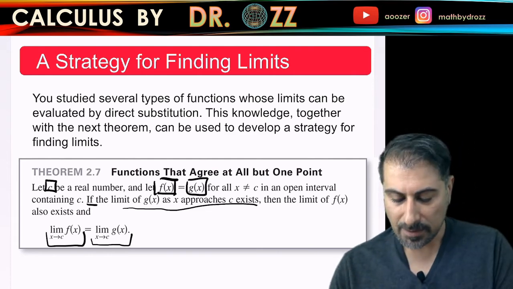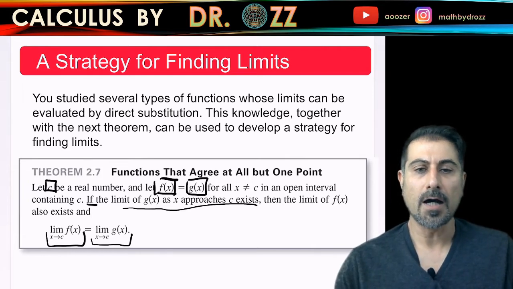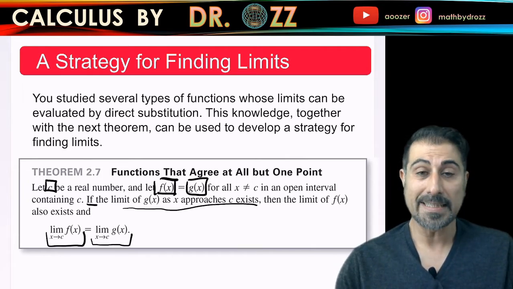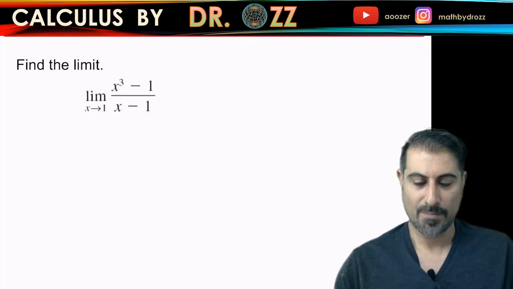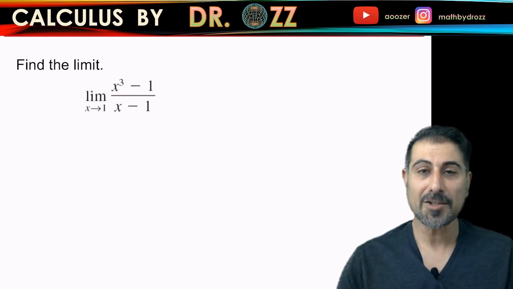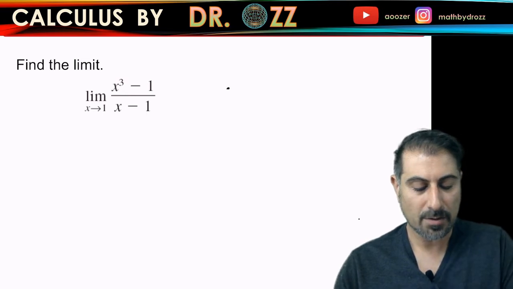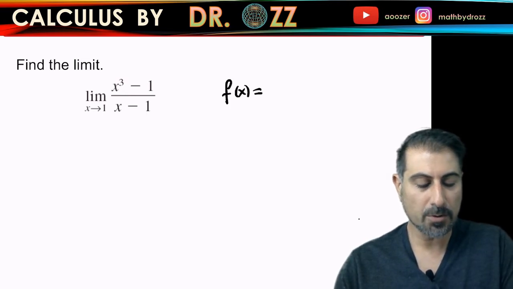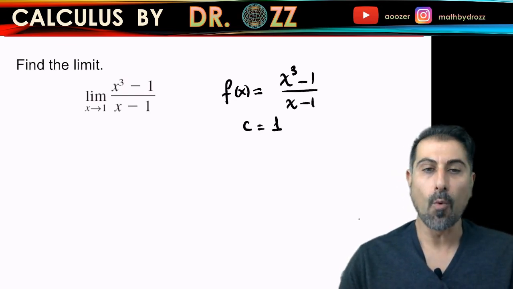Okay, so let's go with an example just to see what kind of functions could be good examples for this case. It's a rational function, x cubed minus 1 divided by x minus 1. So f of x is equal to x cubed minus 1 divided by x minus 1. The limit point is equal to 1.